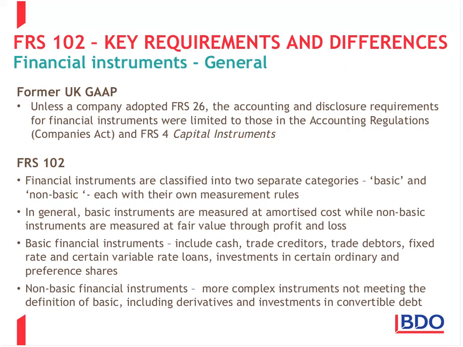So let's look at a number of headings where there are changes from old UK GAAP to new UK GAAP. The first one is financial instruments. Financial instruments under FRS 102 are classified into two separate categories, either basic or non-basic. In general, basic instruments are measured at amortized cost, while non-basic instruments are measured at fair value, with differences taken through the profit and loss account.